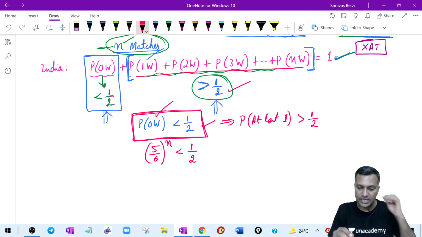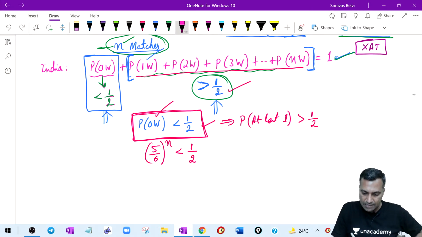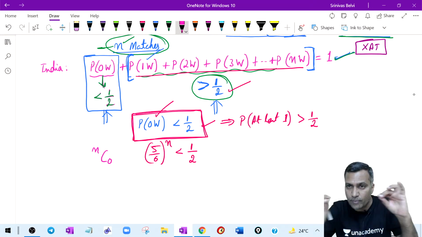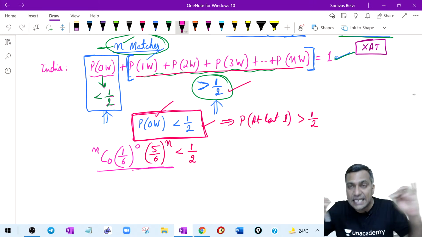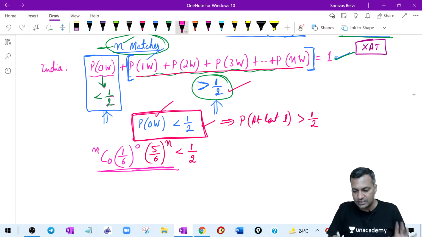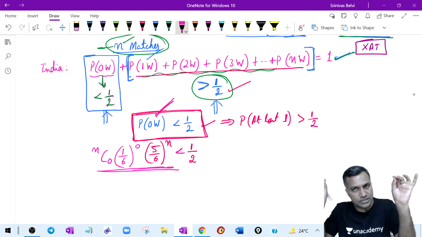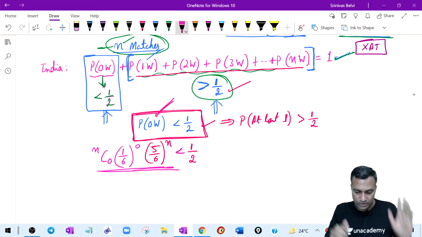Probability of 0 wins. Where is this coming from? They played n matches. You can write this as nC0, India should win 0 matches out of this. Probability of winning is 1 by 6, raised to power 0, times 5 by 6 raised to power n. If you want me to complete the thought, it looks like this, which is less than half. This is what you mean by probability of India winning 0 matches out of n matches.